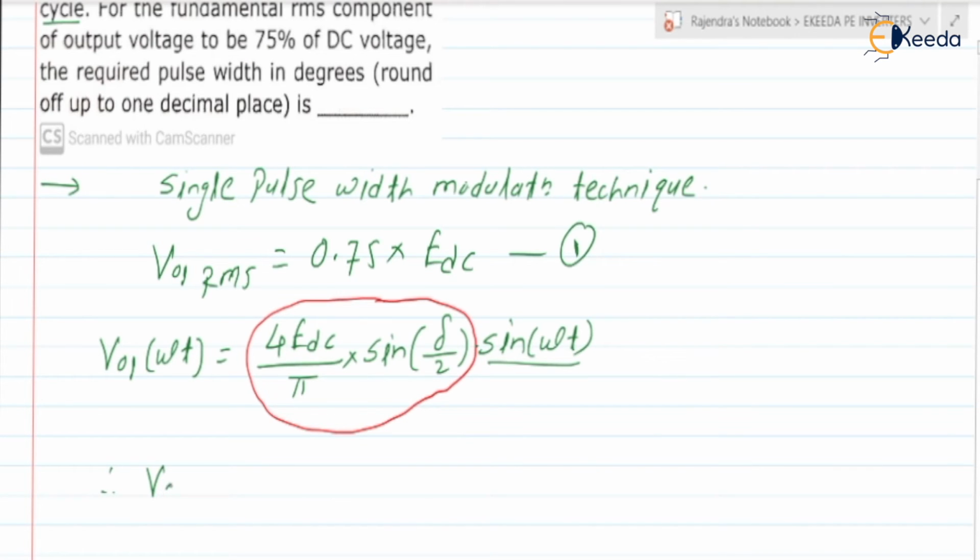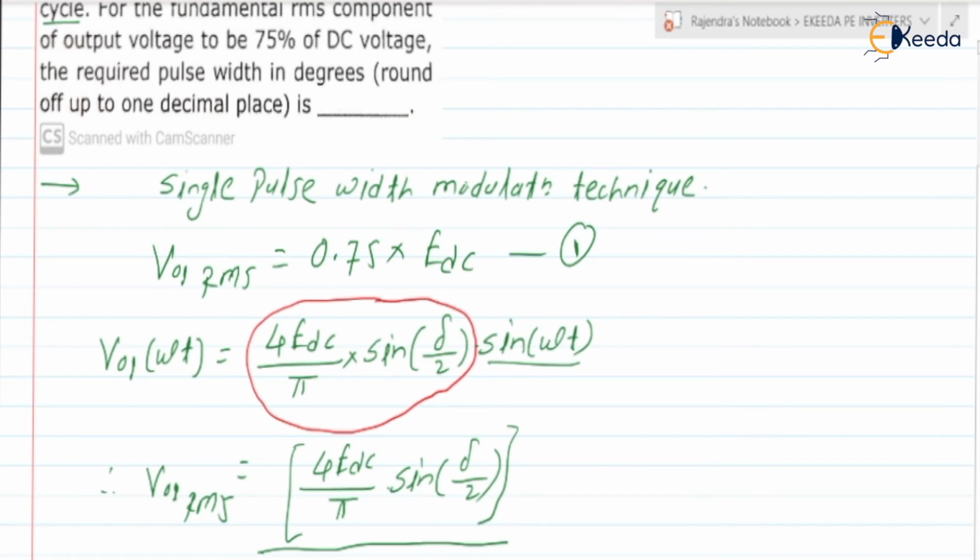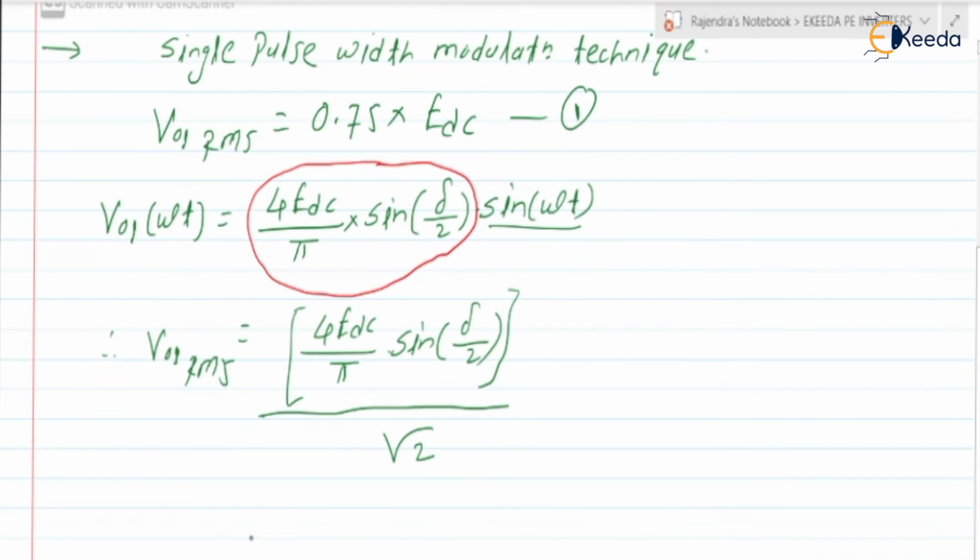So can we say that this 4 EDC by pi into sine of delta by 2 is nothing but the peak value. For any sinusoidal waveform, the RMS value is equal to peak by root 2. So we can write V01 RMS is equal to this peak value divided by root 2, so 4 EDC divided by pi root 2, into sine of delta by 2. 4 by root 2 is 2 root 2, so it is 2 root 2 into EDC divided by pi, into sine of delta by 2.